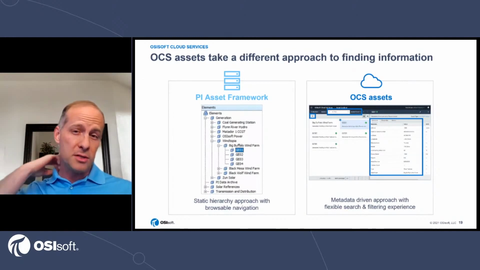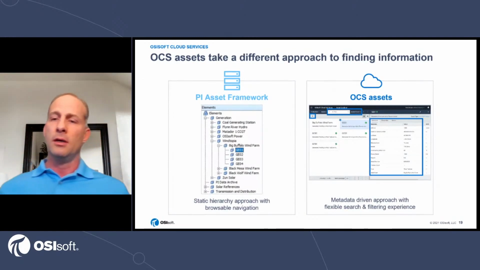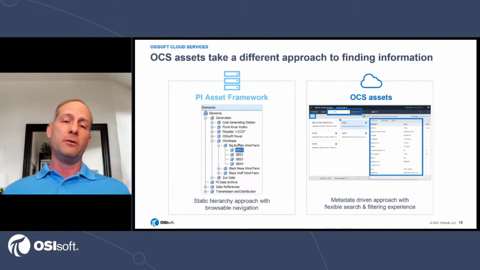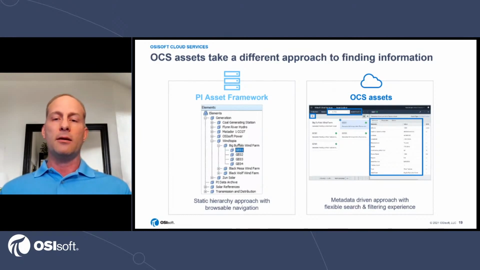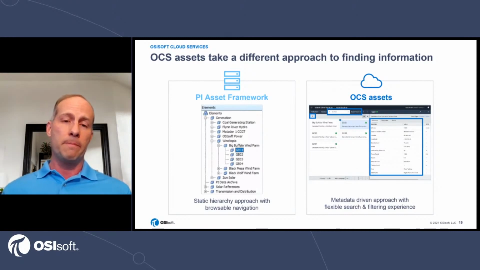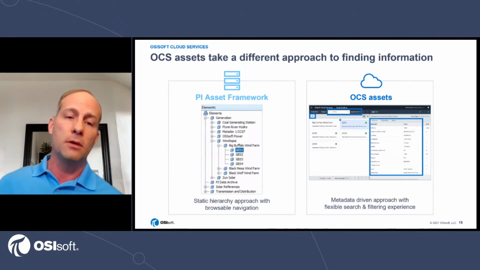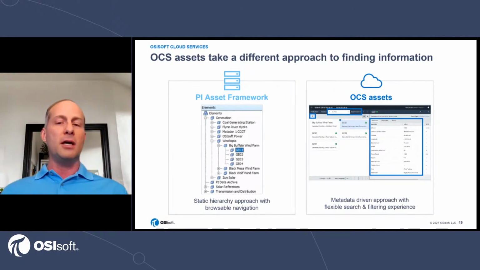Now, one of the very first questions I usually get from existing Pi customers is, does OCS assets have a hierarchical view of the assets just like AF does? And the answer is no, it does not today. And I want to tell you a little bit more about the reasoning behind this design choice for how users find their assets and related information. The Pi system in AF was really originally designed for a site system, and at a site, finding what you're looking for via hierarchy makes a lot of sense. I equate it to finding information on my own computer. I know exactly what folder I stored that file in, and I can navigate to it easily.